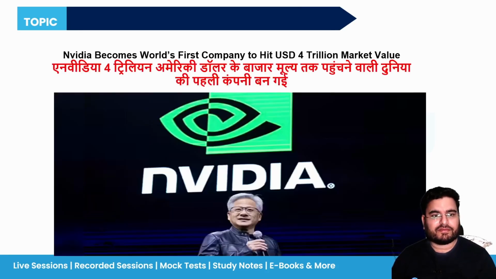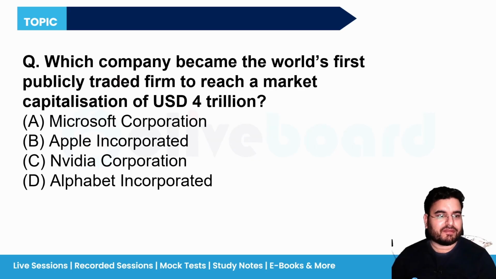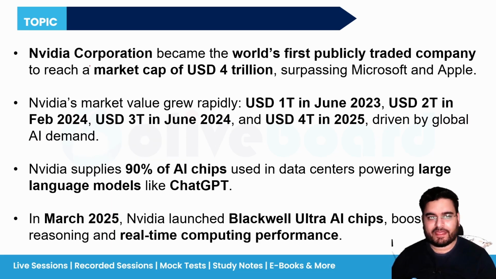Next is Nvidia becomes world's first company to hit $4 trillion market value. Now this is a big news. Nvidia is a what? It is a graphic card making company. Hai na? So which company became the world's first publicly traded firm to reach a market cap of 4 trillion US dollar? That is Nvidia. So Nvidia is 4 trillion US dollar, right?